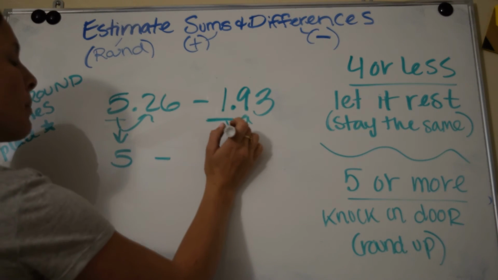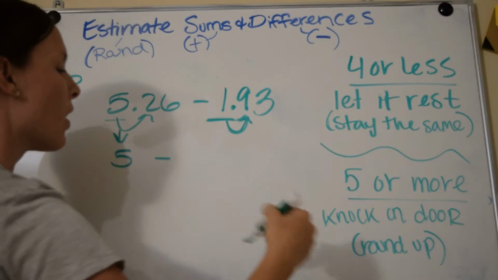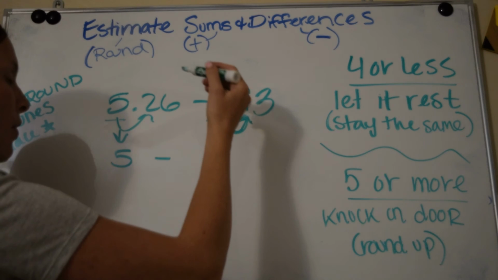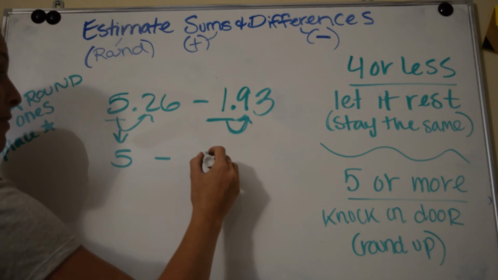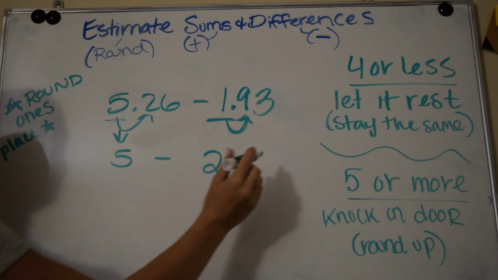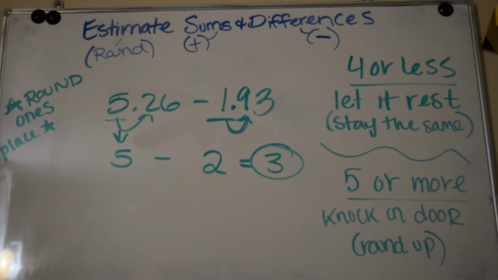The 1 is in the ones place. We look to the right and we have a 9. 9 is 5 or more. We need to knock on the door and the 1 needs to go up 1. So 1 plus 1 would give me a 2. Now we can subtract. 5 take away 2 is 3. And there you go. So that is all you're doing for this lesson.